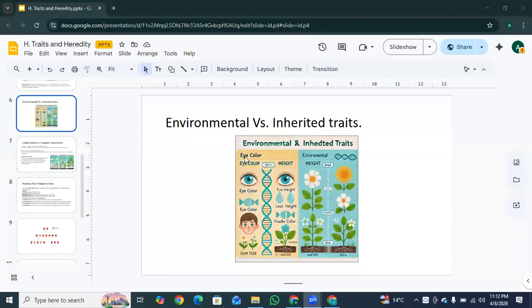So, environmental versus inherited trait. Okay, this image shows how some things about us are decided by our family and some are decided by our surroundings. Like you can say that there's a difference between environmental and inherited traits. Okay, inherited traits, like on the left side, this one.